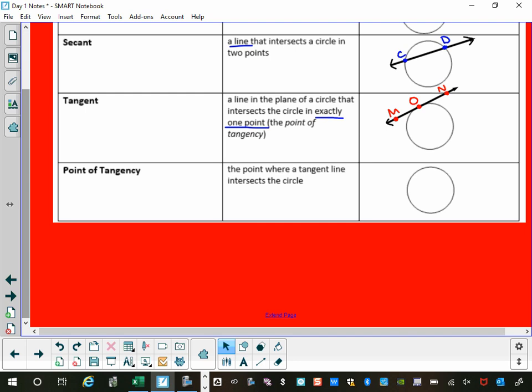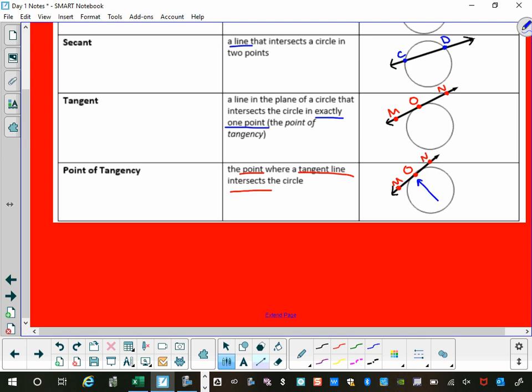So the last one is called point of tangency. It is the point where the tangent line intersects the circle. So let's do the same thing. We're going to draw the same line. I'm still going to call it line N. This point is O. Out of N, O, and N, which one do you think would be the point of tangency? Why'd you say that? It's the only one touching the circle. So draw an arrow. The point of tangency, I'm looking at that point where your tangent and your circle touch.